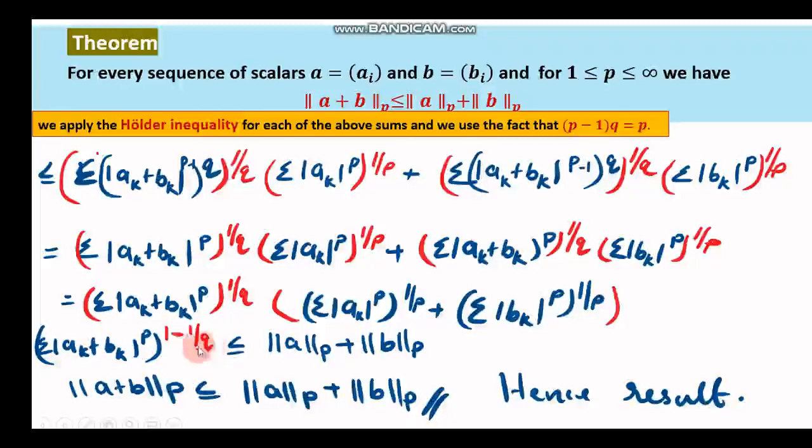1 minus 1 by q means 1 by p, right? So what we are getting is sigma mod ak plus bk raised to p whole raised to 1 by p. So that is the pth norm. So norm of a plus b is less than or equal to norm a plus norm b. So we have proved the result. Okay.